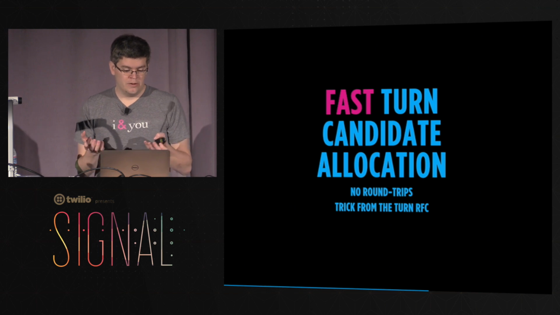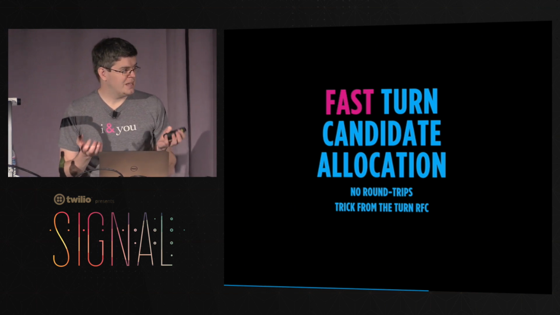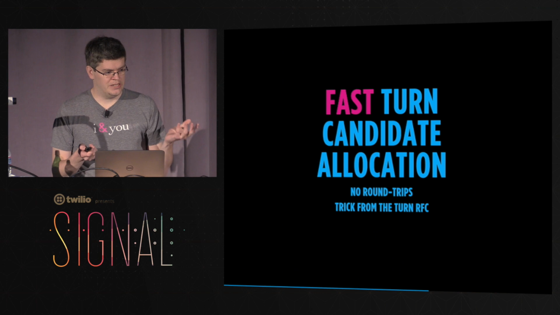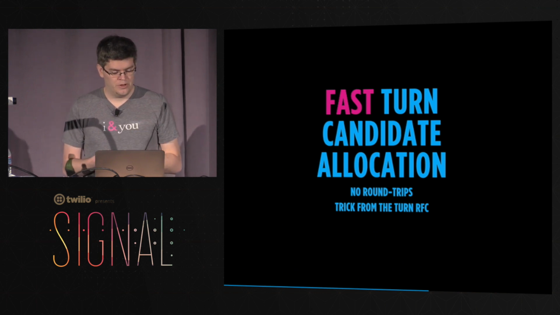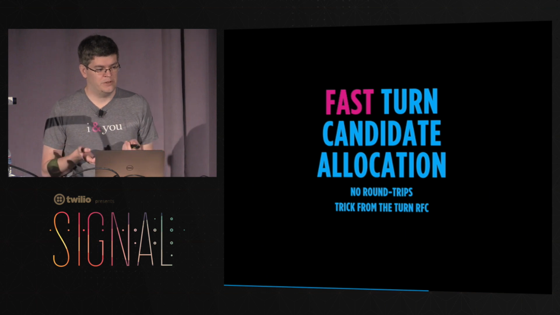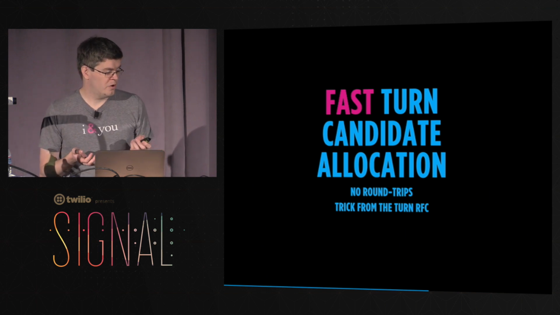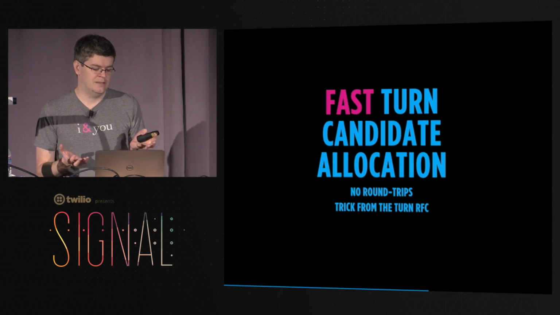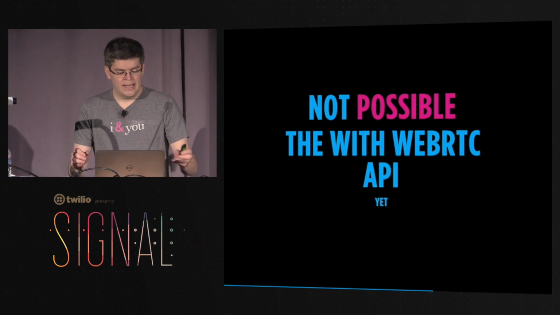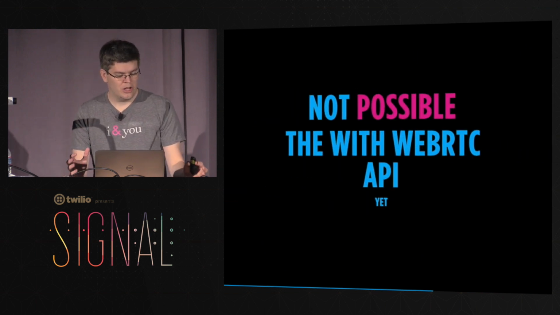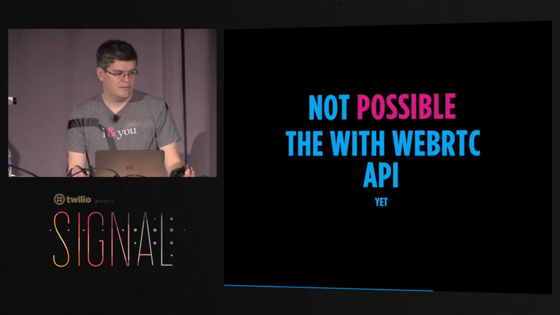And they also use a very fast mechanism to do the candidate allocation on TURN. So you need to get your relayed IP address from the TURN server, and they don't require any round trips for that. Whereas Chrome currently requires 2 round trips between the client and the TURN server for that. And that, again, contributes to the call setup latency. And doing that is currently not possible with the WebRTC API. But now that we know about it, we can fix that.